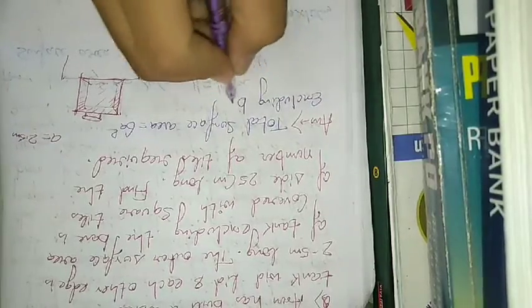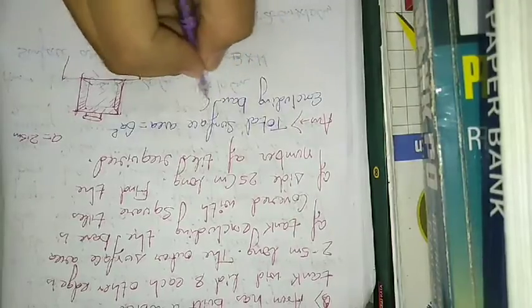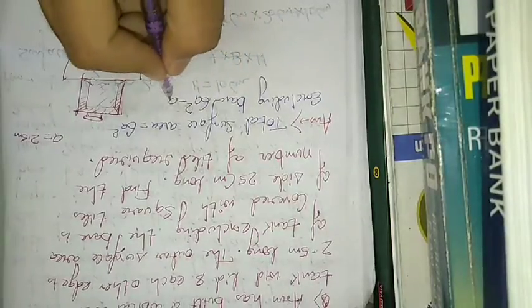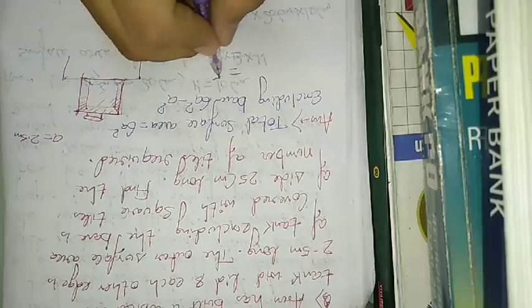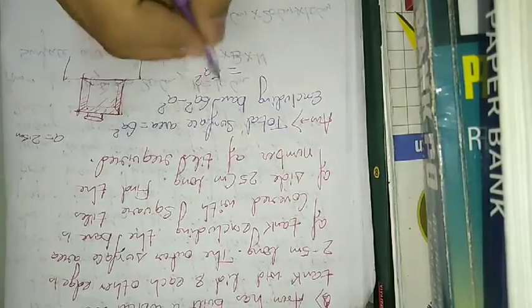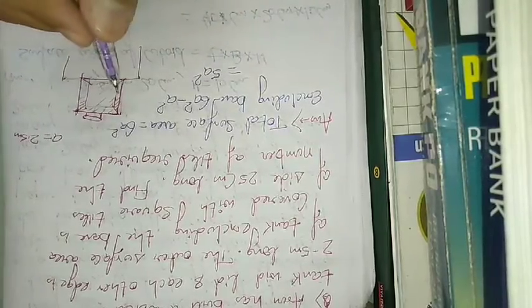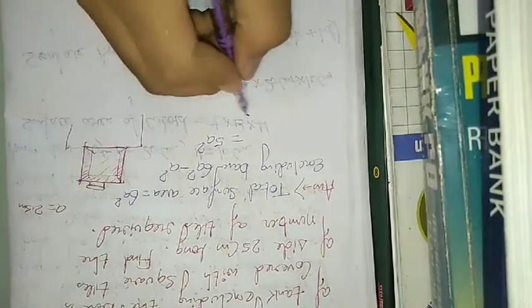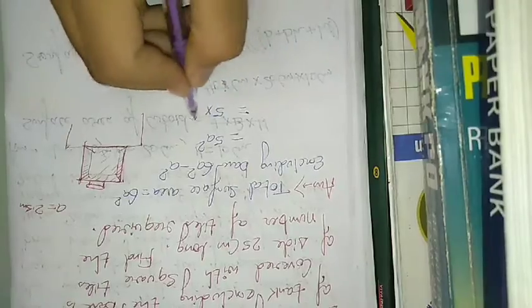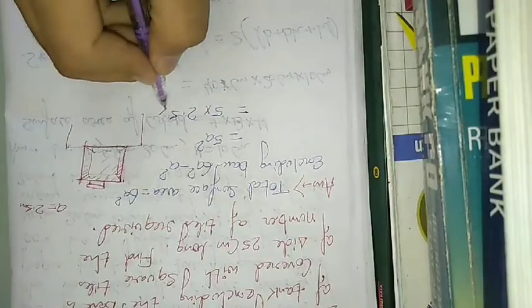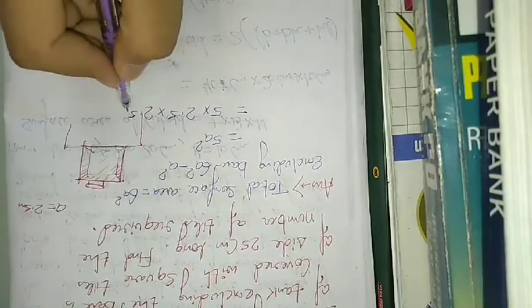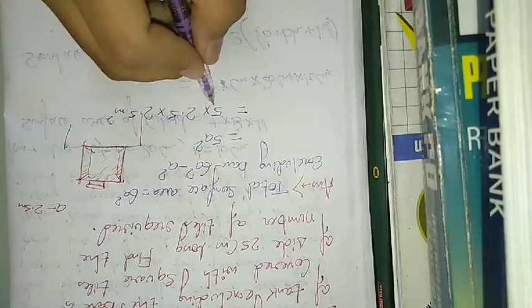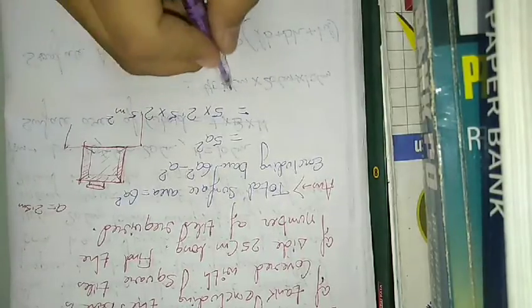Excluding the base, when you exclude the base, what happens? 6a square, and then from there a square is subtracted, means 5a square. 5a square area is there on which he can do tiling. Now 5a square means how much? Five into 2.5 into 2.5 meter square.